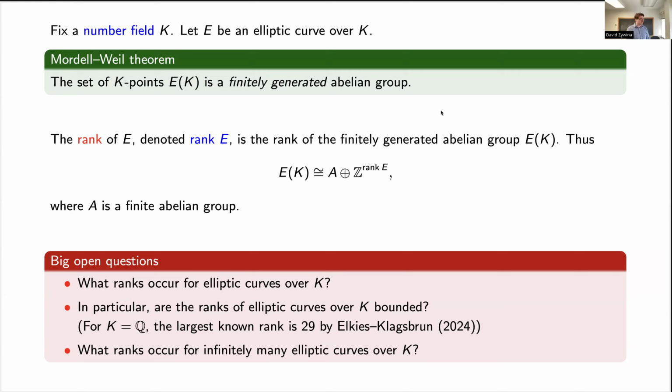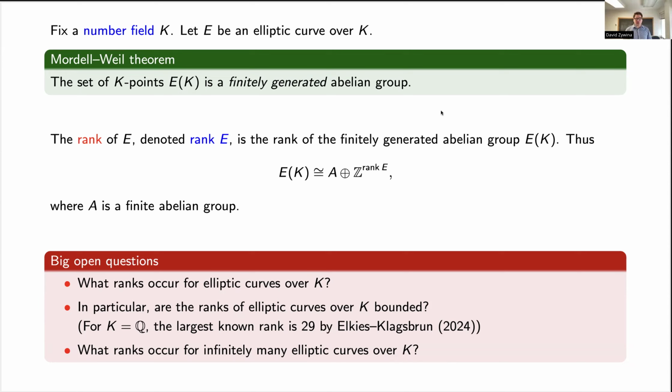So here are some big open questions, all well beyond what we could possibly prove. First one, given a number field, what ranks occur? What are the possible ranks that arise? Special case, still very hard. Are the ranks bounded? If we consider all elliptic curves over a fixed number field, are they bounded? Of course, if we increase the number field, we can make the ranks bigger and bigger, but for a fixed number field, are they bounded?